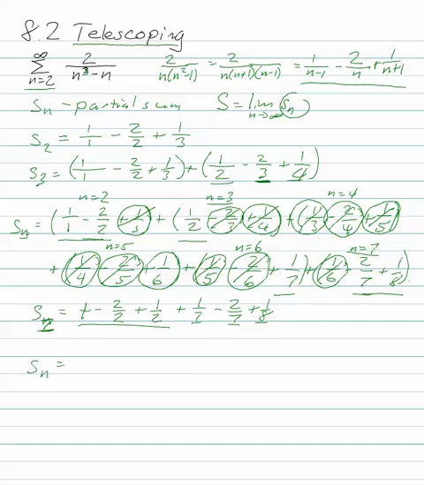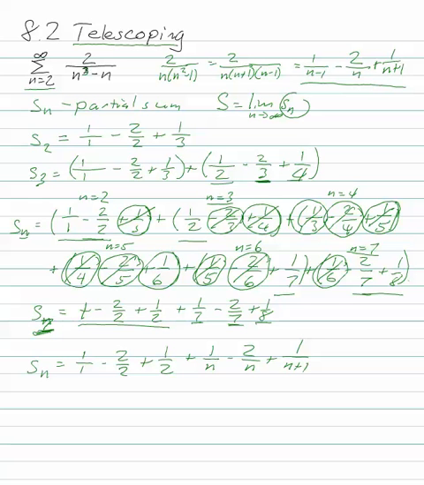So Sn will equal 1 over 1 minus 2 over 2 plus 1 over 2, the annoying pieces at the start that didn't cancel nicely. And at the end we've got plus 1 over n minus 2 over n plus 1 over n plus 1, because 8 is 1 bigger than the 7. So when we had a 7, we had a 7, so n. When we had a 7, we had an 8, so n plus 1.